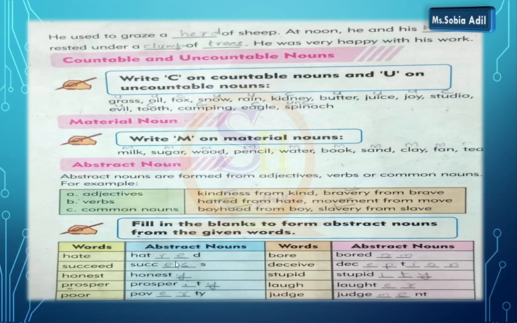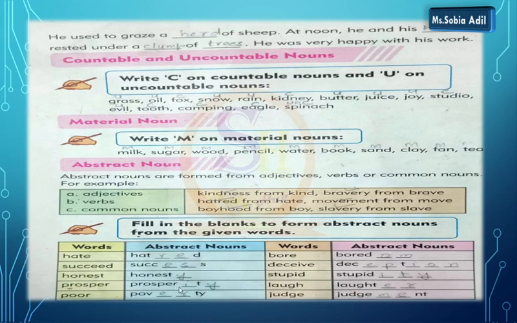Alright. Next one here, students, fill in the blanks to form abstract nouns from the given words. You have to fill in the blanks by making abstract nouns, right? By using these words you have to make abstract nouns. Number one is hate, H-A-T-E, hate. Abstract noun is hatred, H-A-T-R-E-D, hatred. Next one is succeed, succeed. Abstract noun is success, S-U-C-C-E-S-S, success. Honest, H-O-N-E-S-T, honest, honesty. You will write Y after honest, honesty.